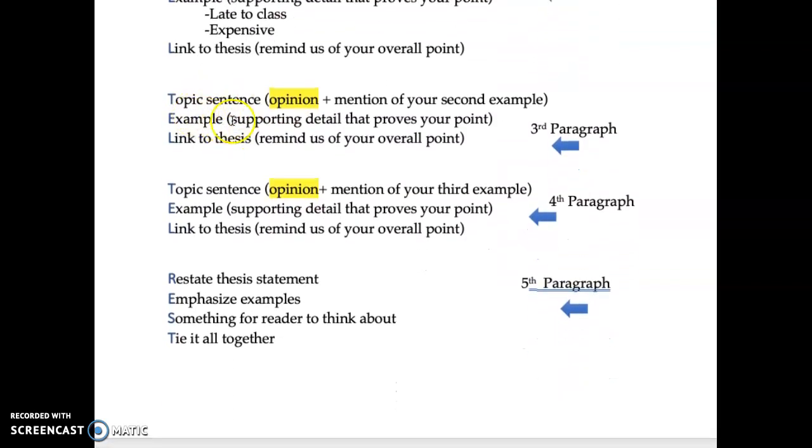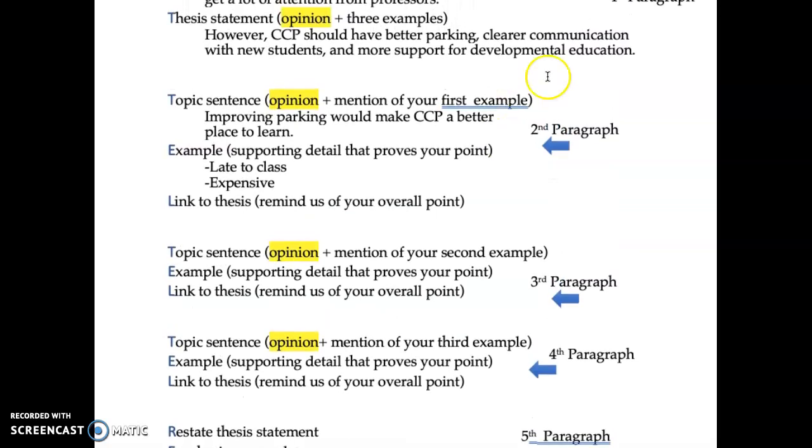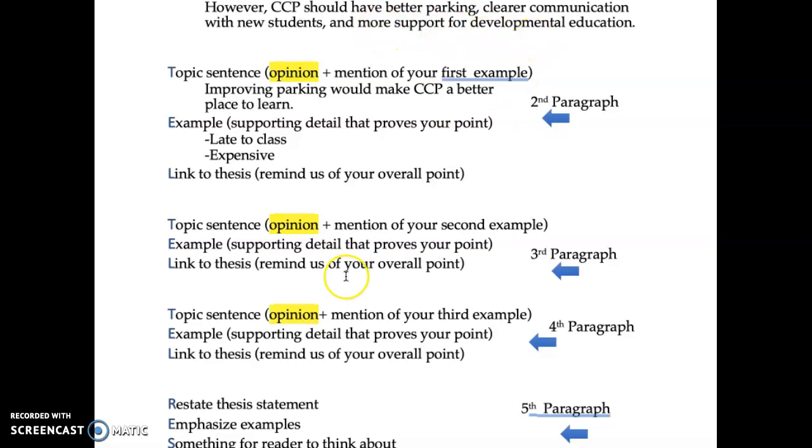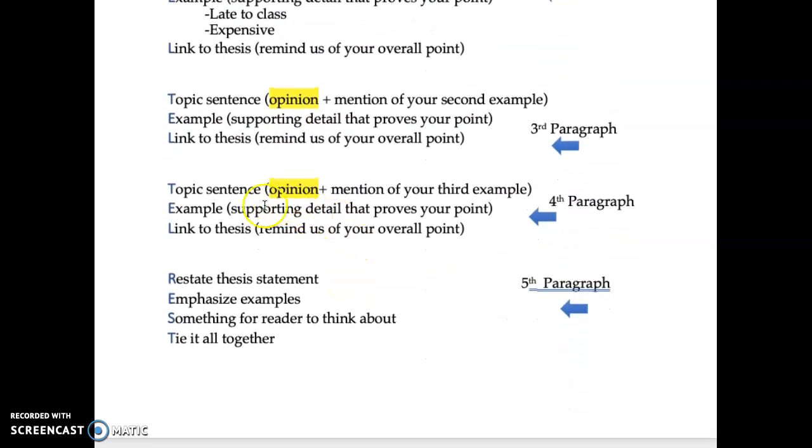The next 2 paragraphs will be the same. So you'll mention your second example. The second example was clearer communication with new students. You'll provide some stories, some details, some quotations to kind of support that point, and then link it back to your thesis. And the last body paragraph, you'll mention more support for developmental education, an example, a link back to your thesis. So those paragraphs have a very clear pattern that replicate.